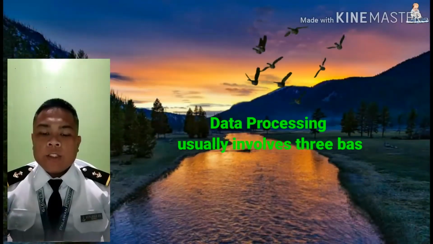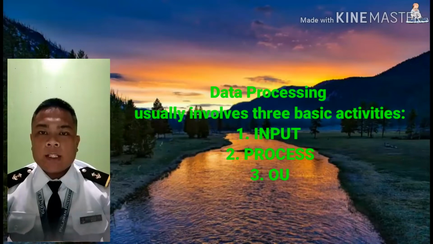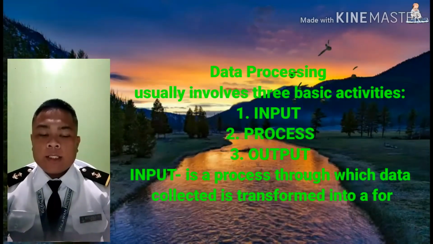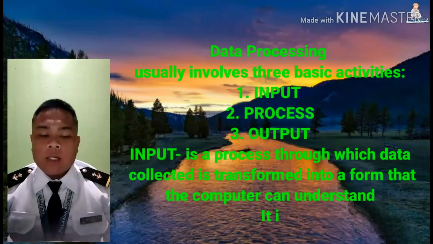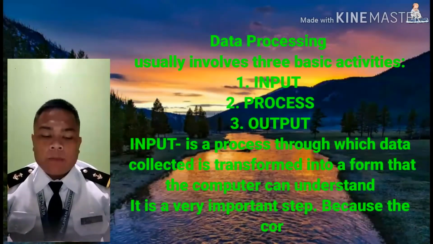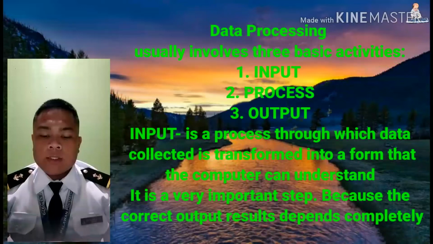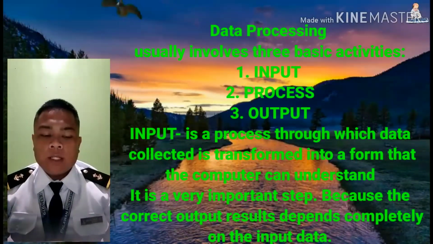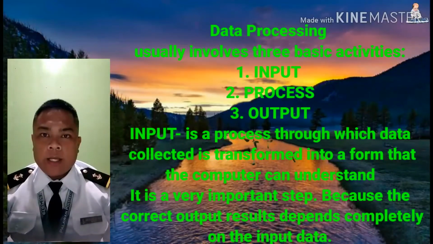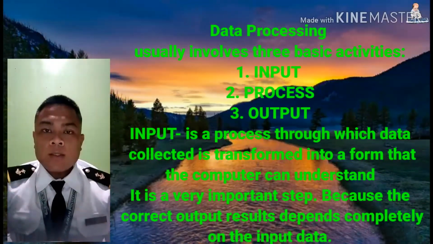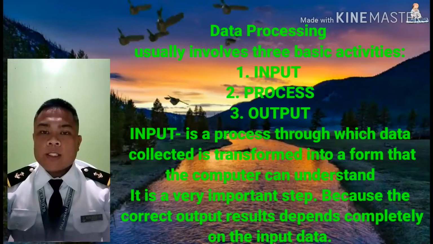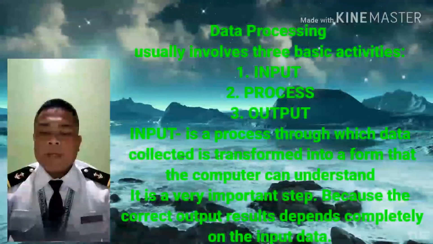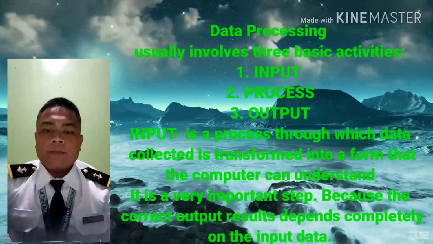Data processing usually involves three basic activities. The first is input, the second is process, and the third is output. Let's talk about input. Input is a process through which data collected is transformed into a form that the computer can understand. It is a very important step because the correct output depends completely on the input data.